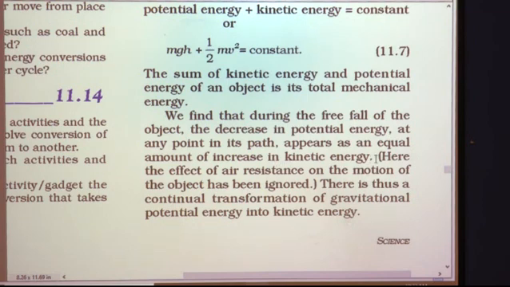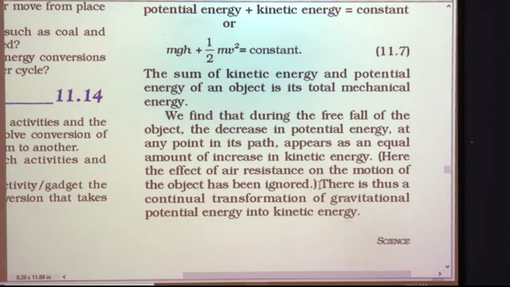Okay, so when the object is falling freely, as I have told, potential energy starts converting into kinetic energy. How much the potential energy decreases, that much is the increase in kinetic energy. Here the effect of air resistance on the motion of the object has been ignored. So, here we are just considering the free fall, just the kinetic and potential energies.